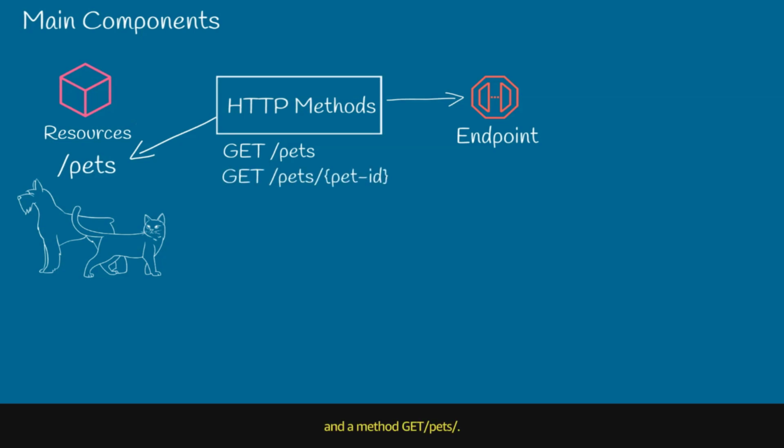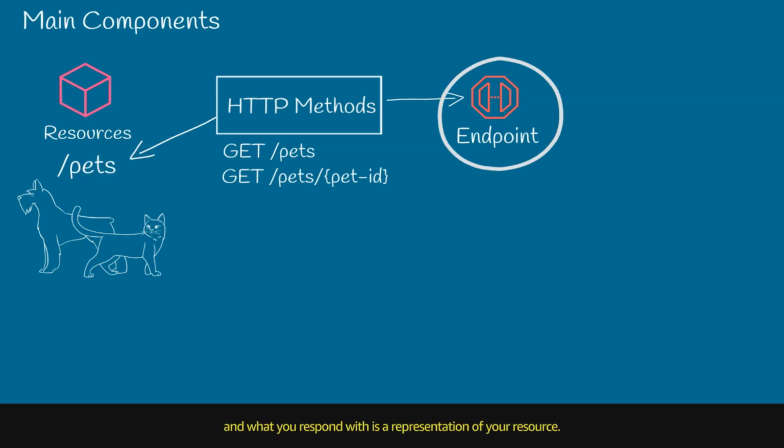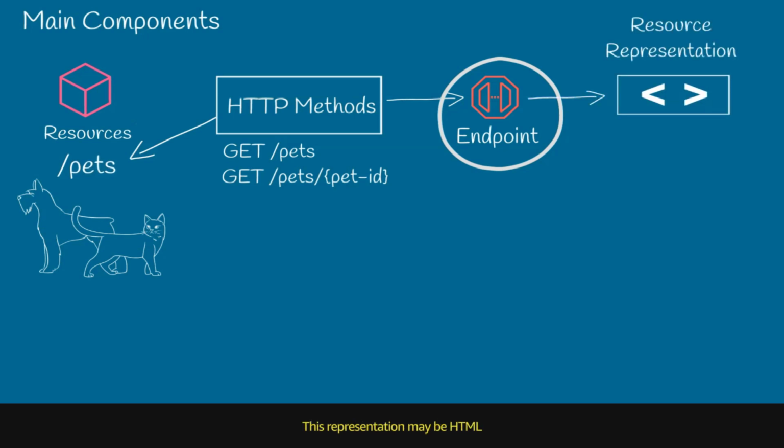For this example, we use a simplified pet store API that exposes the method GET at /pets and a method GET at /pet/{petId}. You interact with the resources inside your application through the endpoints, and what you respond with is a representation of your resource. This representation may be HTML for a web application, but it could be XML or JSON or any other kind of format that you have.